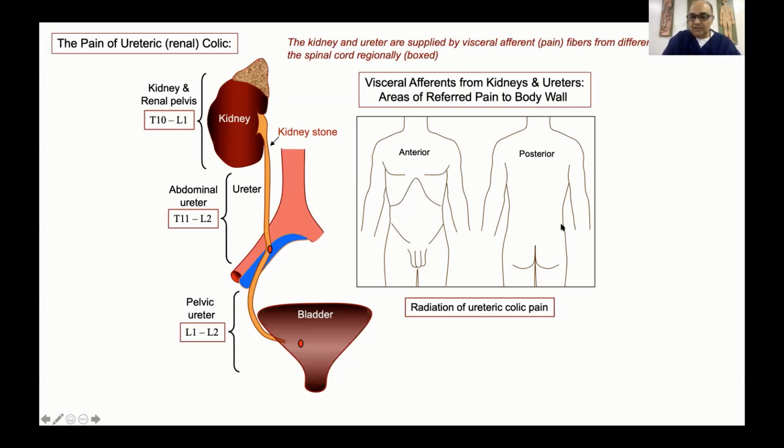Just watch in these two pictures. So see what happens. This is back, loin, and then it's coming to the groin. From the loin to the groin, from the back coming to the front. Do you understand this? This is a very important concept. So the pain radiates, a classic pain when a stone moves in the ureter anywhere.